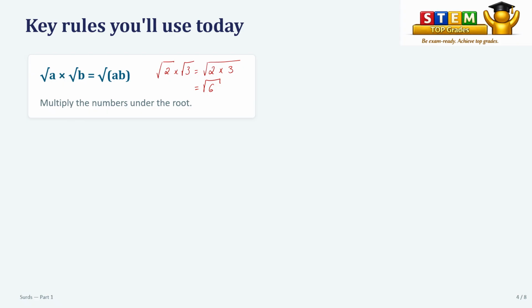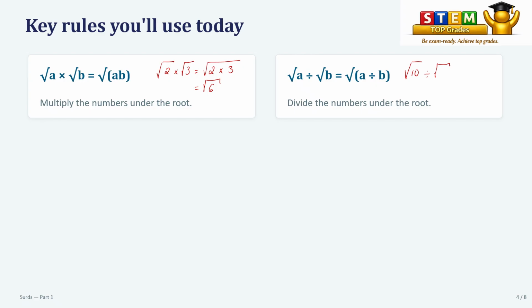Over to the next rule. The next one says square root of A divided by square root of B gives us the square root of A divided by B. As an example, if you have got square root of 10, you're going to divide it by the square root of 2. This is equal to, now it's easier to write it that way, 10 divided by 2, and that ends up with square root of 5.